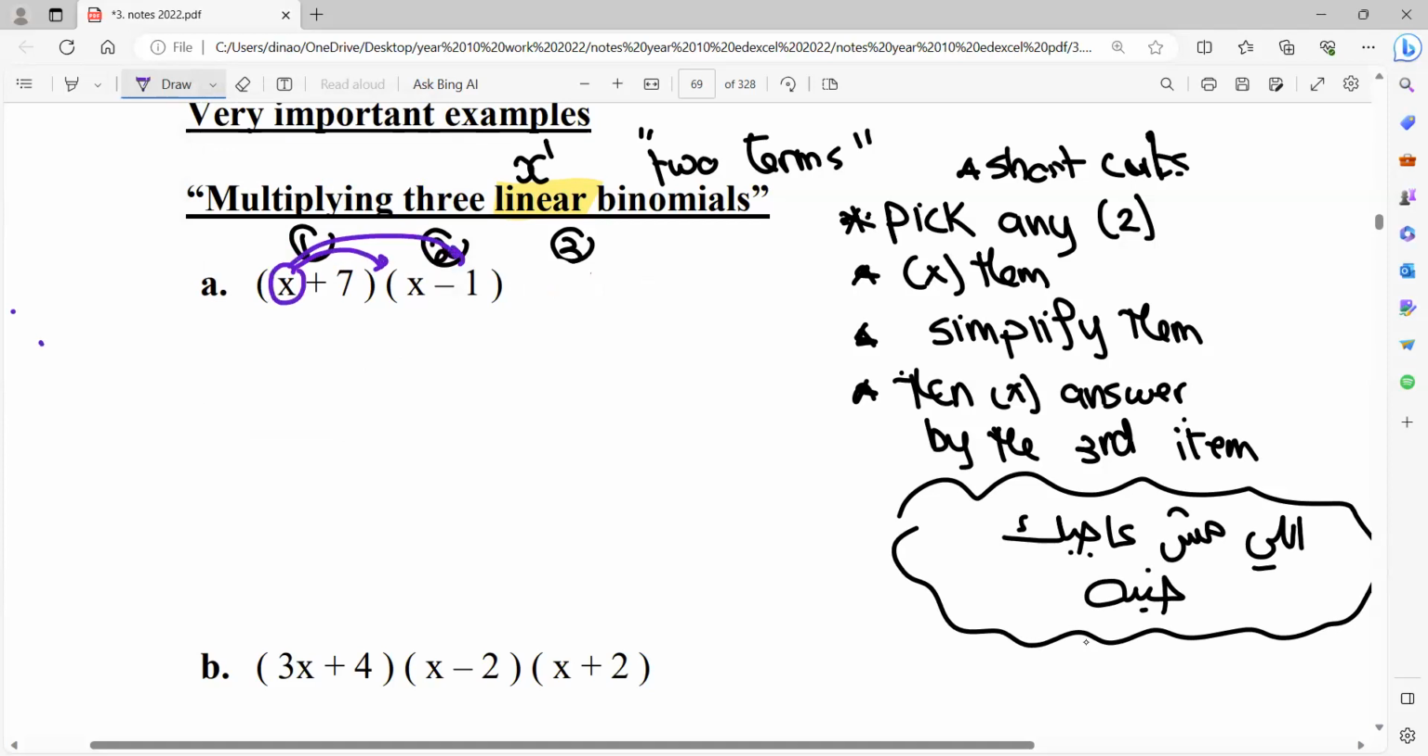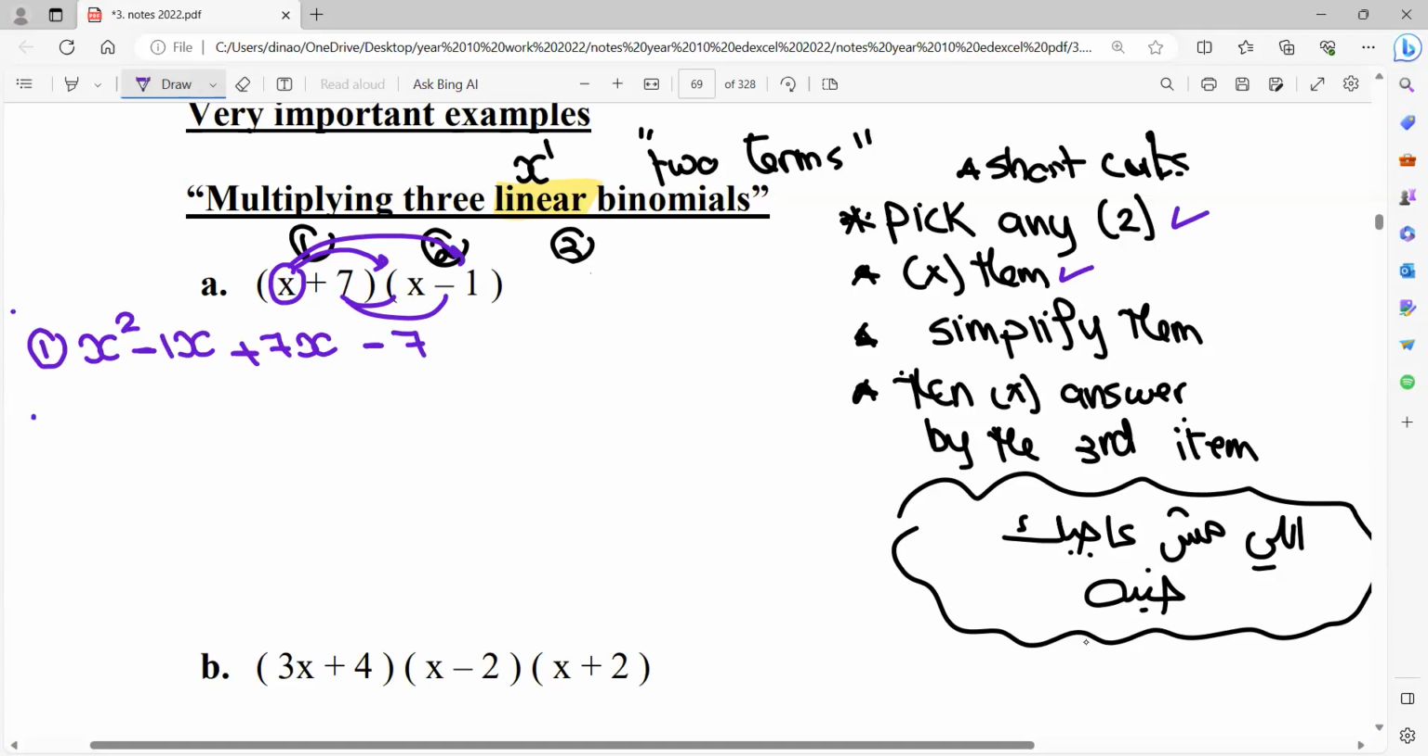So x, this is step number 1. x times x is x power 2. x times -1 is -1x. And then take the second term times here and here. Positive 7 times x is positive 7x. Positive 7 times -1 is -7. This is the pick any 2. Multiply them.